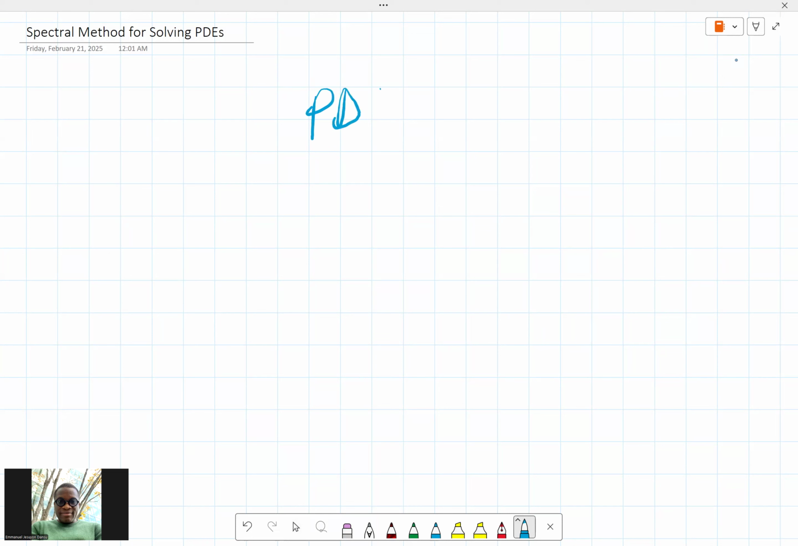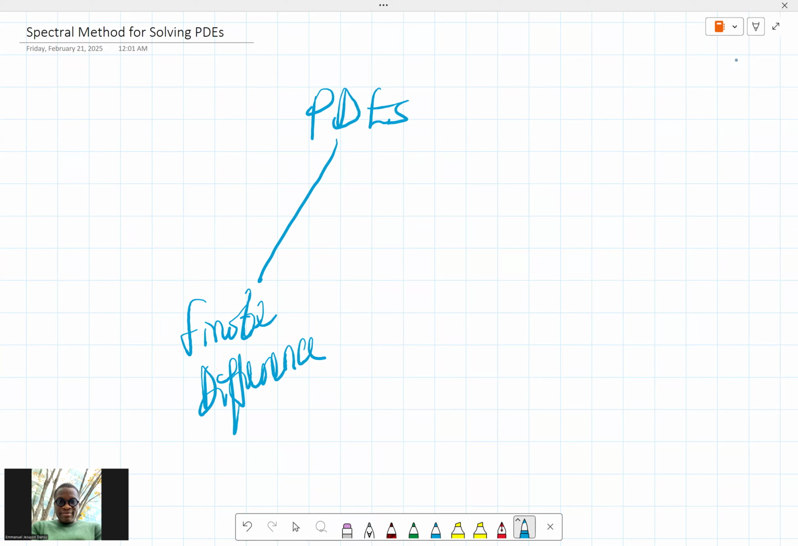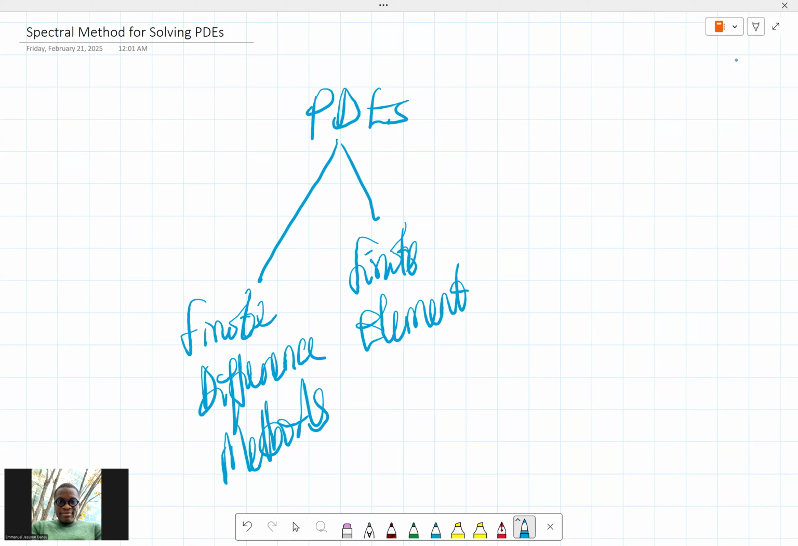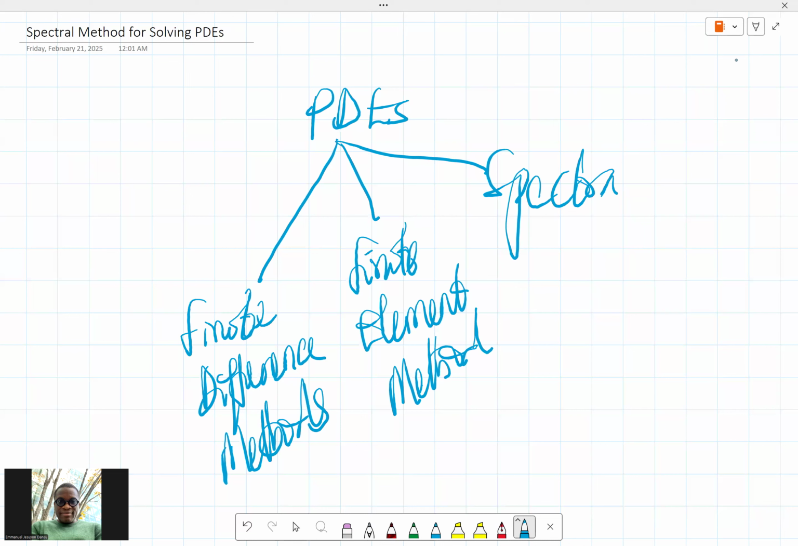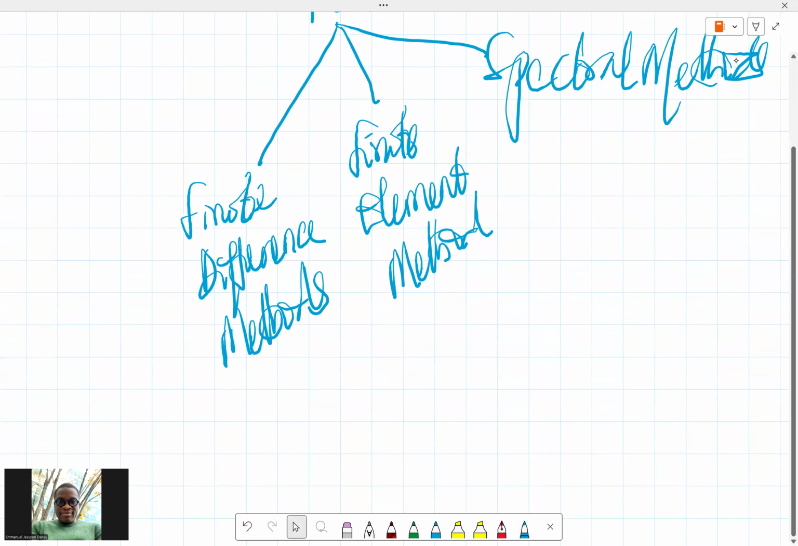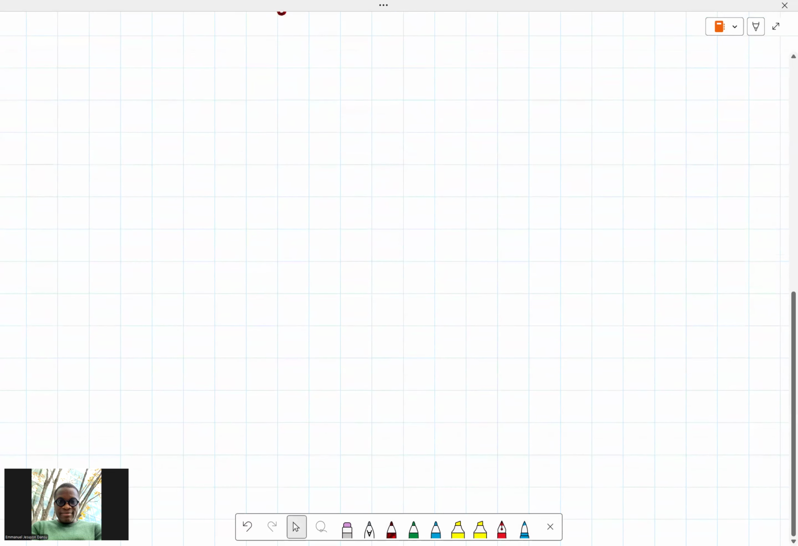We're still talking about partial differential equations and numerical methods for solving them. We have seen the idea of finite difference methods. We have also considered the finite element method. And in this video, we'll be talking about spectral methods. Now we're going for spectral methods.